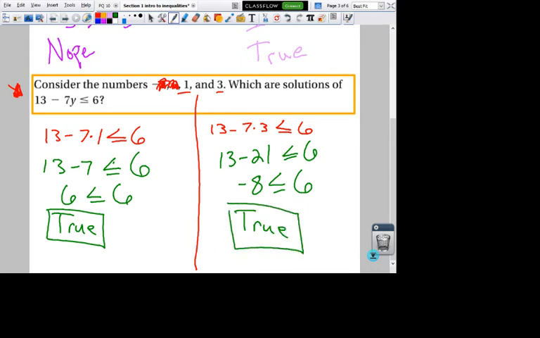You're on the roll. But how is that true? Is negative 8 less than 6? Oh. Less. Less than, yep.